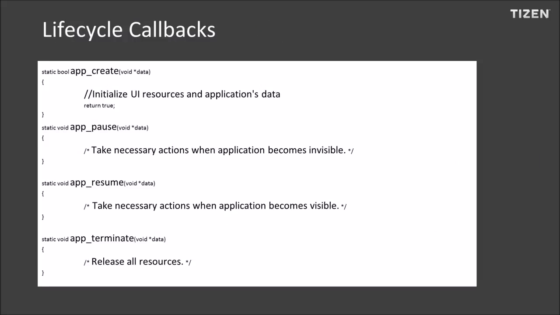Here, we have a code block that explains how to declare the different lifecycle callback event handlers for a native application. As you can see, each of the states has its own handlers, like app create, app pause, app resume, and app terminate. The state transition occurs after the completion of these callbacks.